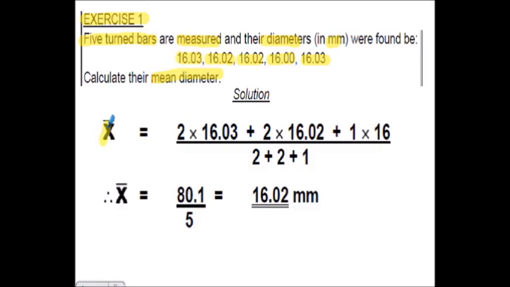So from our formula, the x bar is equal to the summation of the fx divided by the summation of the f's. So in this case, looking at our series, we've got 2 diameters of 16.03 in our listing above, plus 2 diameters of 16.02, again looking at the listing above, plus finally 1 times a 16mm diameter. That's all divided by the summation of the frequencies, which would be 5. So doing the numbers on this, the top line becomes 80.1 divided by 5. So the mean diameter in this particular case is 16.02 millimeters.